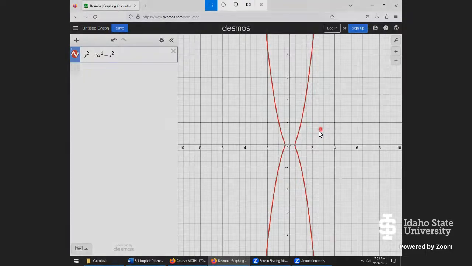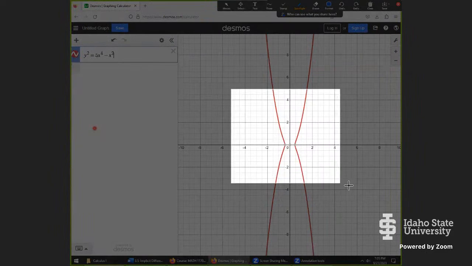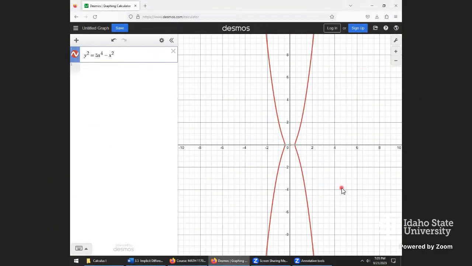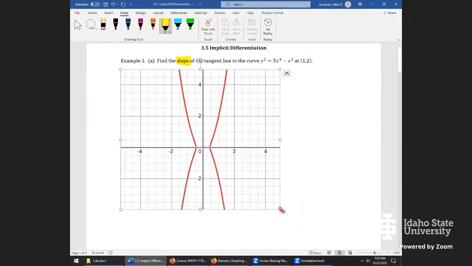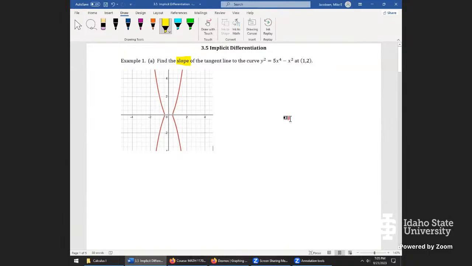Okay, let me take a screenshot of this. We'll throw it on our page just so we have a curve to look at. And you know what? That actually helps to solve this and go through the motions. So we want the slope to the tangent line that's going to be right here.